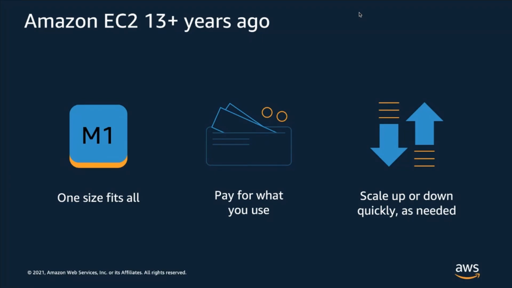Utility-based pricing, pay for what you use. Very simple. You turn the instance on, you run it, you shut it off, you stop paying for it, just like your lights. And finally, Amazon EC2 provided the ability to scale up or down quickly as you needed. And customers really enjoyed this platform, enjoyed this environment, and were able to adapt it for their use cases.